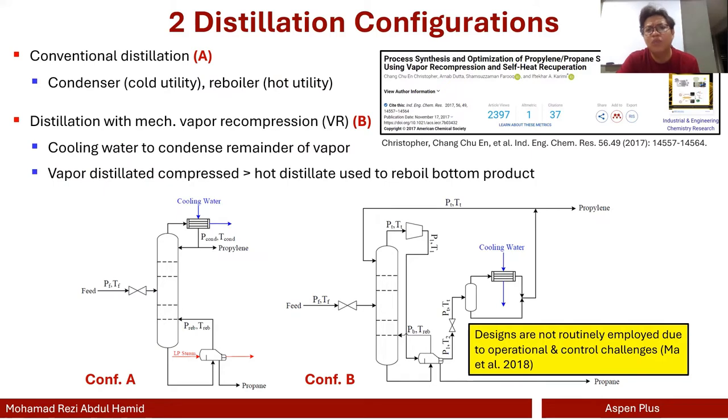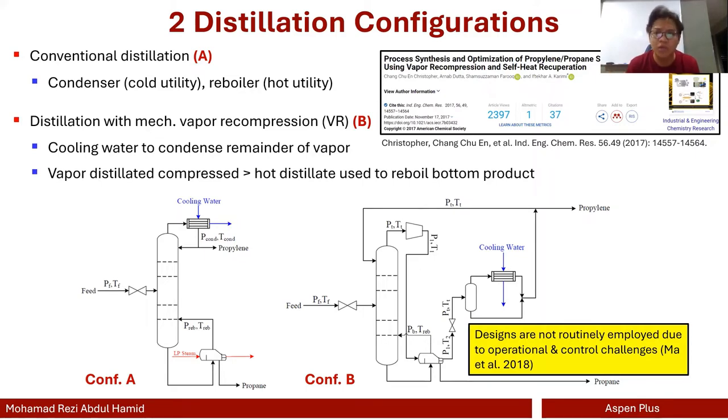So for this week's simulation, the work that I will be referring to is the work published in 2017 by Christopher et al. in Industrial and Engineering Chemistry Research. You can just go ahead and download the paper if you want to know in detail what exactly they are doing. But in summary, they are trying to compare five different distillation configurations in terms of their energy saving. Of course, they are also incorporating MATLAB, if I'm not mistaken, and a lot of fancy stuff.